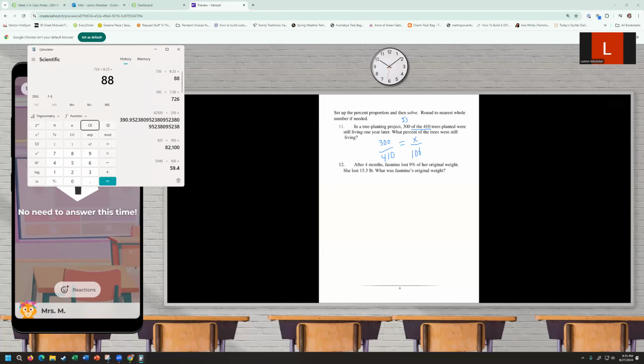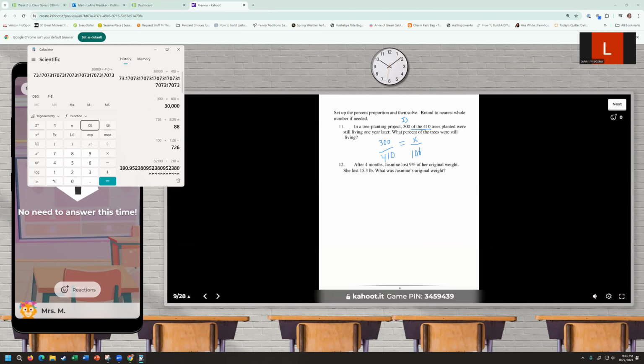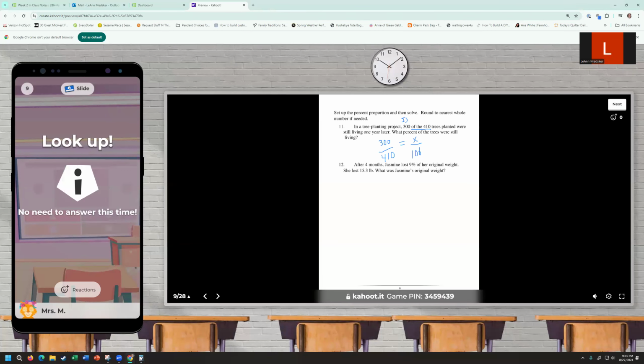So then we do 300 times 100 because they're across from each other. And then we always divide by the one that's across from X. So divide by 410. And if we round that to the nearest whole number, that would be 73 trees. Or excuse me, 73%. Sorry, a little too late. So the percent is what we were solving for, not the trees. So it's 73%, which makes sense if you think about it. 3 and add it in 4, it's a little more than 400. Kind of, if it had been 300 over 400, that would have been 75% because that would have reduced to 3/4. So this makes sense.